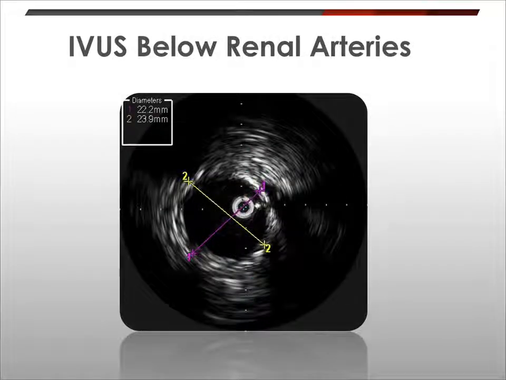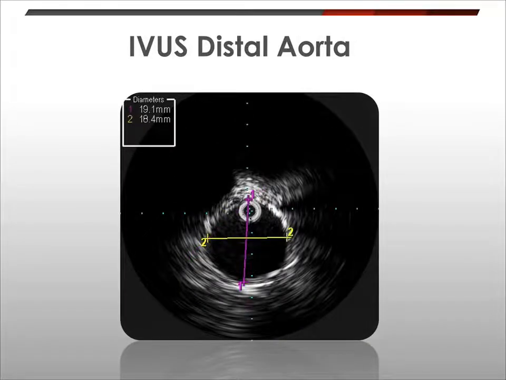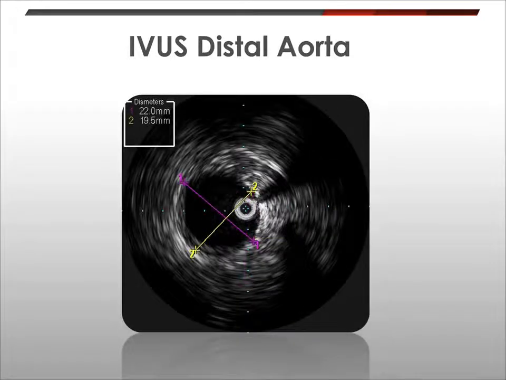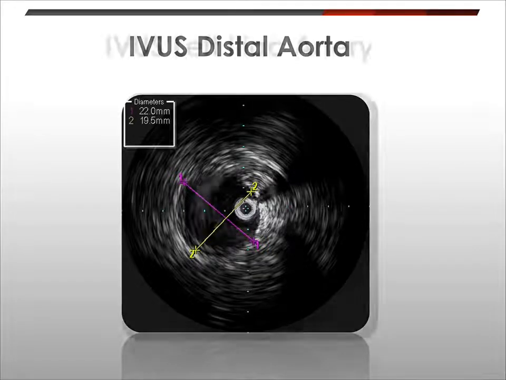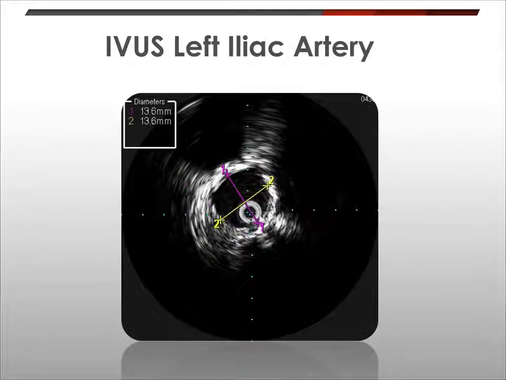The next slide shows that the aortic diameter is about 24 millimeters, just below the renal arteries. The next slide shows that it narrows down to about 19 millimeters in the distal neck. And finally, right above the takeoff of the aneurysm itself, it's about 22 millimeters in diameter. The next slide shows the left common iliac artery that's about 14 millimeters in diameter.